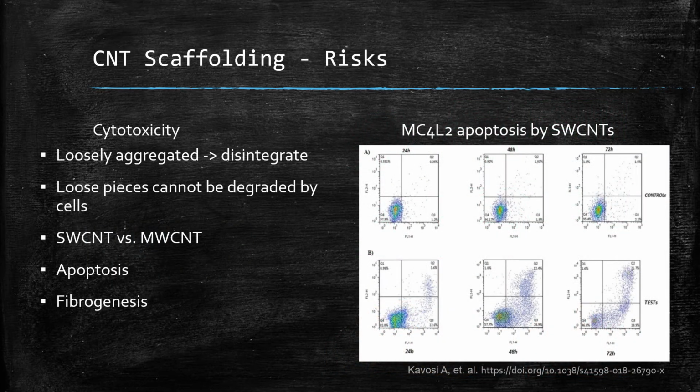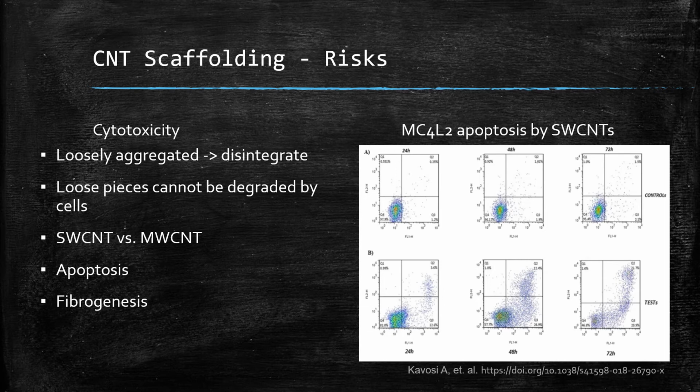The problems with CNTs lie in their acute cytotoxicity. CNTs and scaffolds are typically loosely aggregated and can easily be released into the body during disintegration during inflammatory reactions. Also, due to the smaller diameter of single-walled CNTs than multi-walled CNTs, they are more readily able to impair phagocytosis. However, both types are capable of apoptosis, a type of programmed cell death, as well as fibrogenesis.